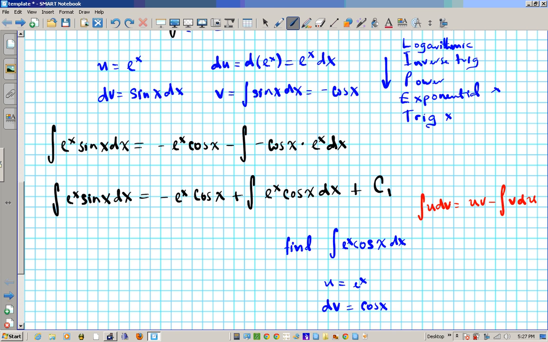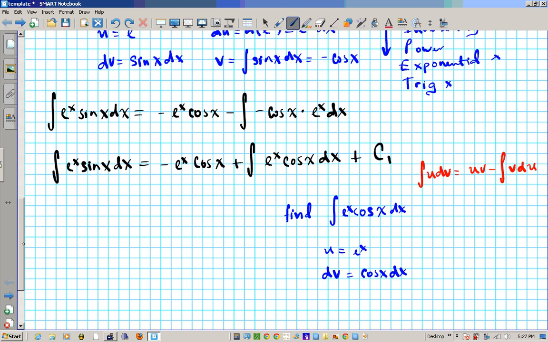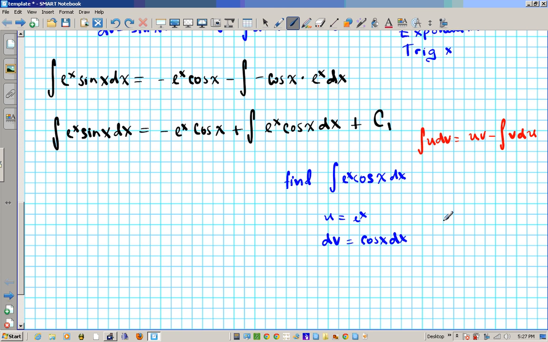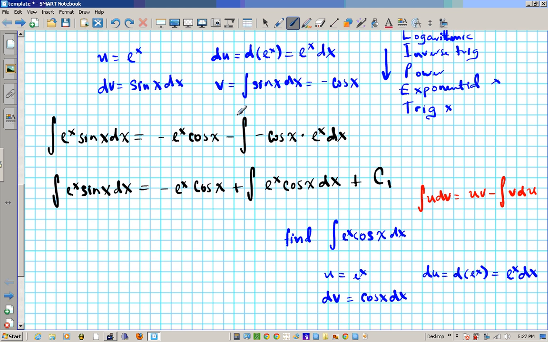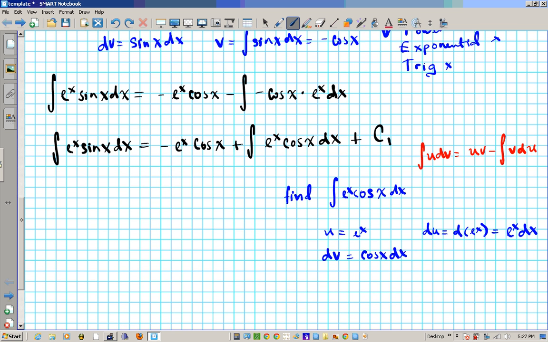Okay? Alright, now we're going to use these two pieces of information to find v and du. Okay, so du is easier to find. Du is simply the derivative of e to the x, right? So this one is going to simply be e to the x dx, just like we had before, up here, similar. And then to find v, we just anti-differentiate cosine x dx, right? So what's the antiderivative of cosine x dx? It's sine x, right? So sine x. Alright, so there goes your v.